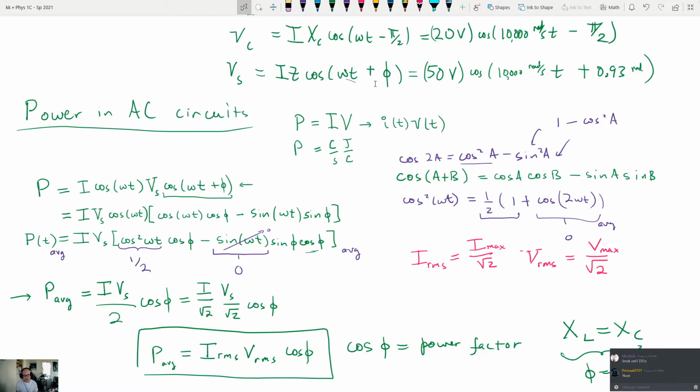When you're pushing the child and you push them in frequency, or in rhythm, you can call it in rhythm if you want to, then you're getting the maximum amount of power going into the system and also coming right back out of the system, right? The power that you put in from your pushing is going directly into the child as they go higher and higher and higher, right?